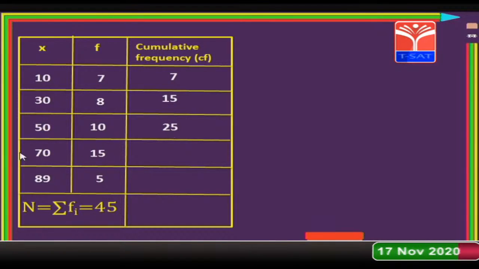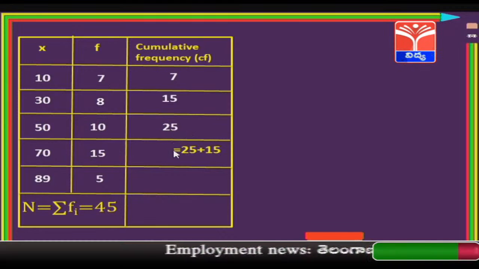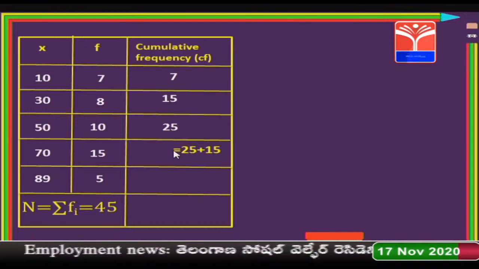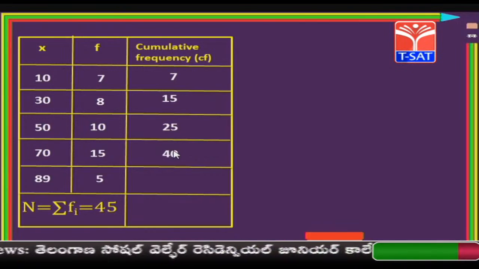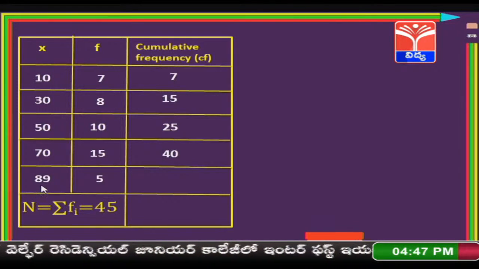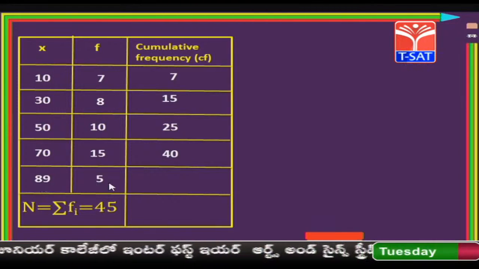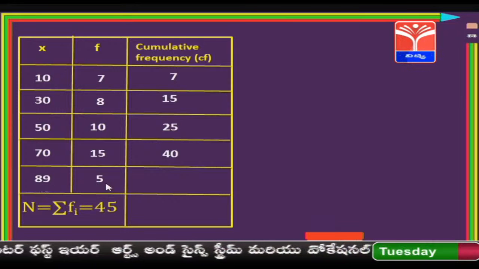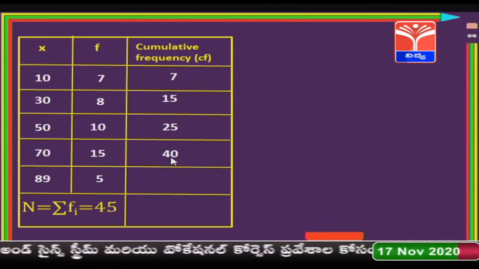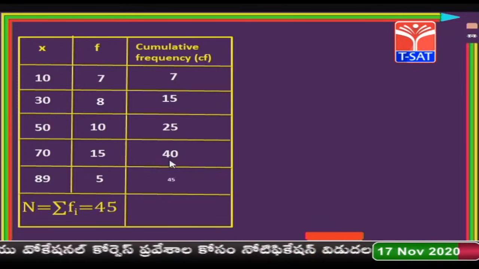Again, to get the accumulation up to 70, you add the first, second, third and fourth values. The first three values already give 25, so you add 15 to 25. 25 plus 15 is, yes children, 40. And finally the accumulation up to 89: the frequency given is 5, so you add 40 and 5, which is 45.